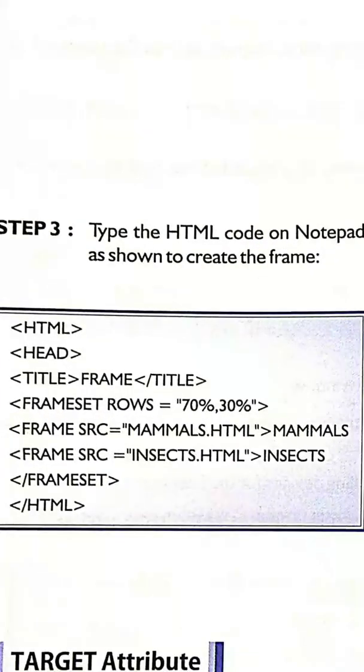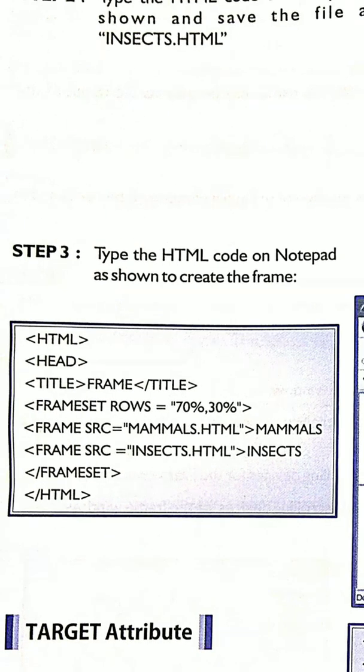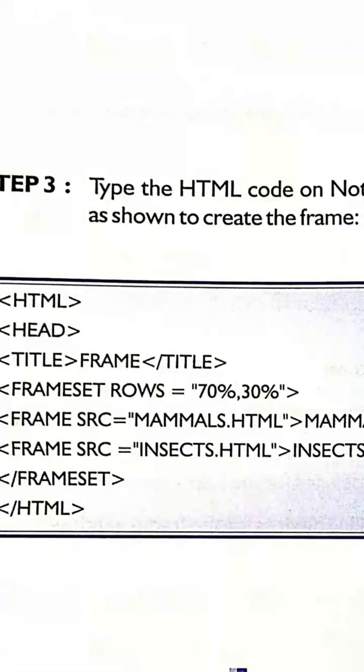So this is a frameset with rows equal to 70-30 percent. This HTML does not have the body tag; you have to note it down. Frameset rows is going to divide the page into horizontal divisions, so 70-30. The first 70% will have the mammals, and the 30 percent will have the insects.